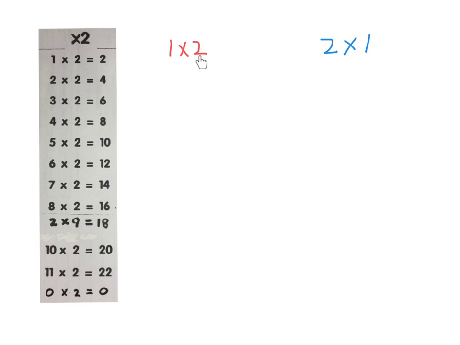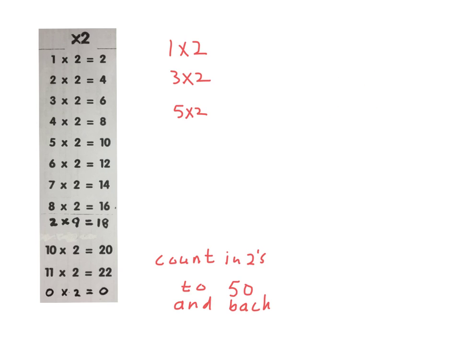So 1 times 2 can mean I have 1, 2, or 2 times 1 means I have 2 1s. 3 times 2 can mean I have 3 2s: 2, 4, 6, or 2 3s: 3, 6. Just one more. 5 2s can be 2, 4, 6, 8, 10, or 2 5s: 5 plus 5, which is 10.